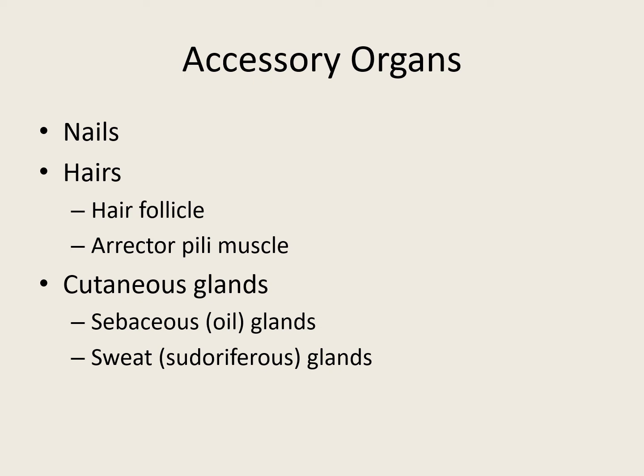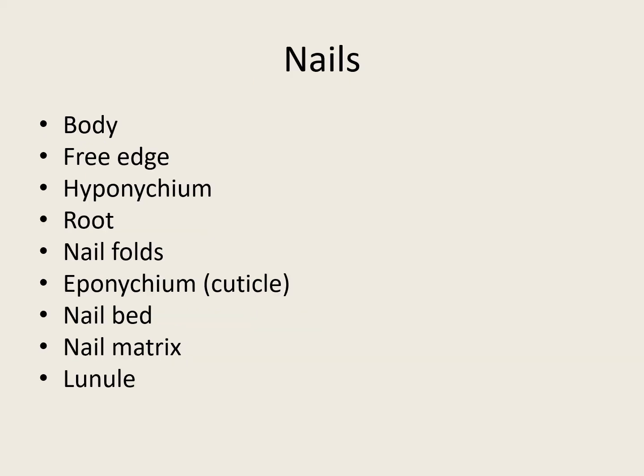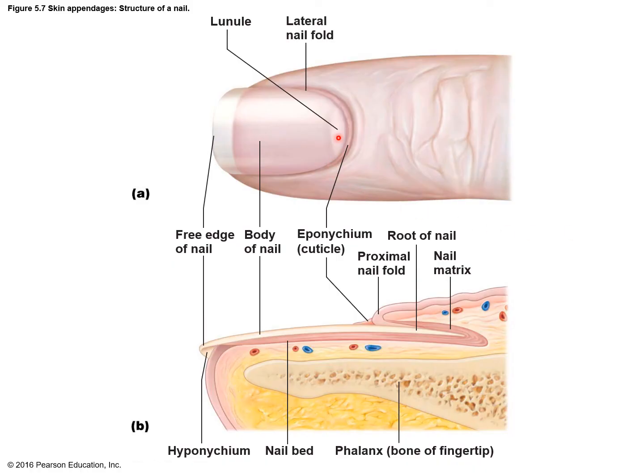Some of the accessory organs that are found associated with the integumentary system are your nails, your hair, your cutaneous glands. So we'll look at these. The nails, there are different components of the nail. The main part is the body. You've got the free edge, the hyponychium, the root, the nail folds, the cuticle, the nail bed, nail matrix, and what's normally referred to as the white of the nail, the lunula, where you see here. The body here is obviously the free edge over here.